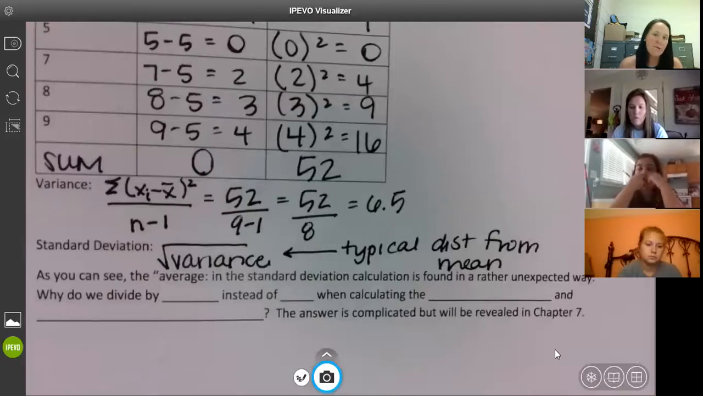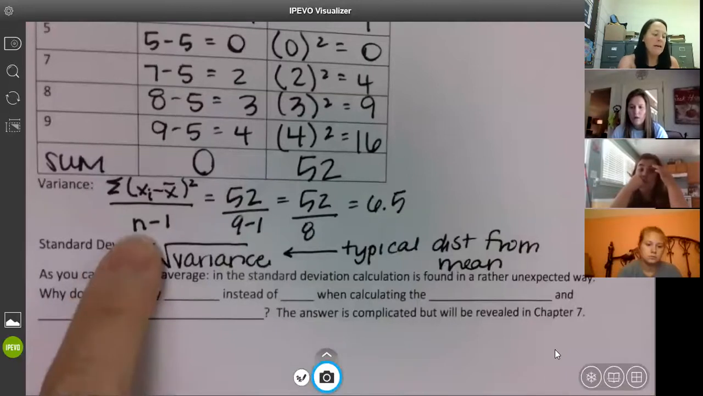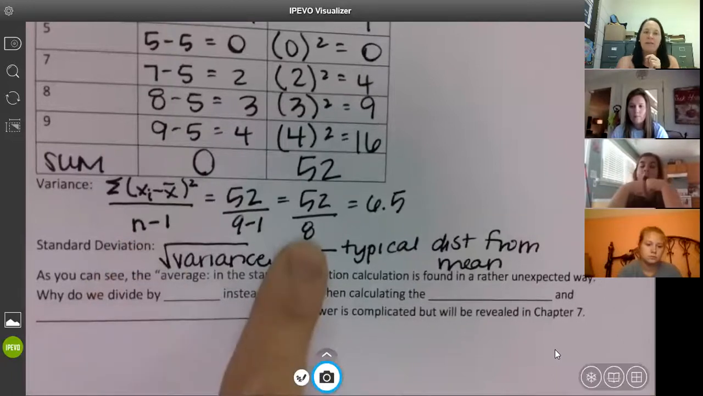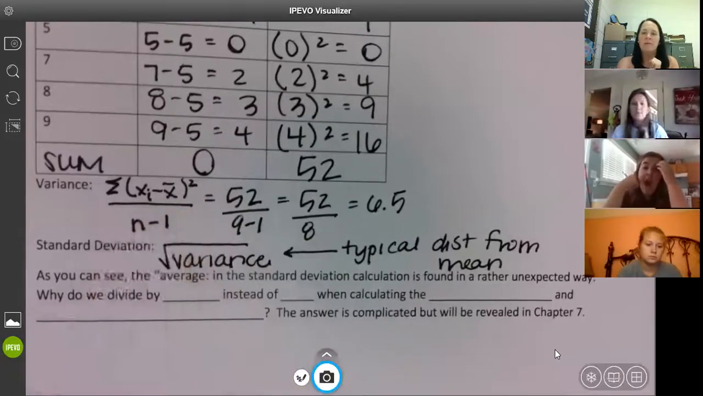My sister called me. I didn't see. Where did you get that n was 8? Your n is 9 because you have 9 children. Minus 1 gives you 8. The formula just says n minus 1.